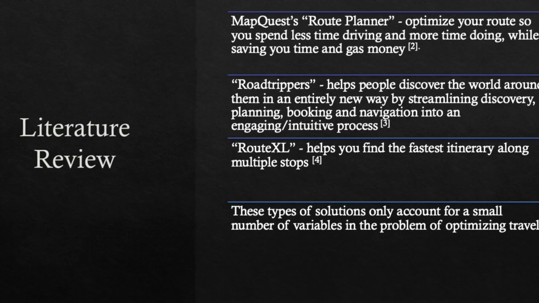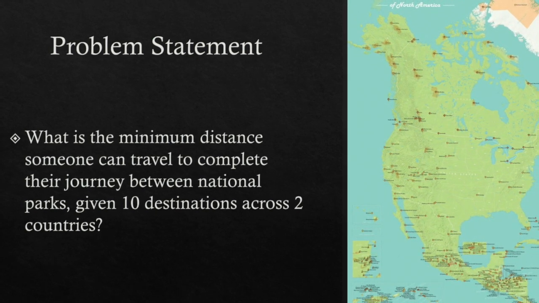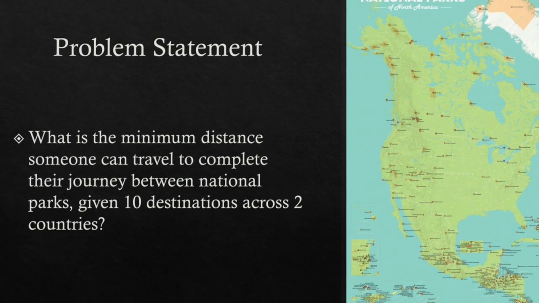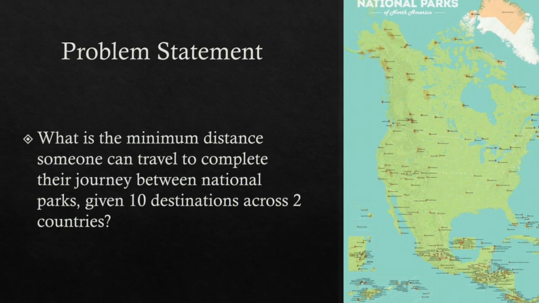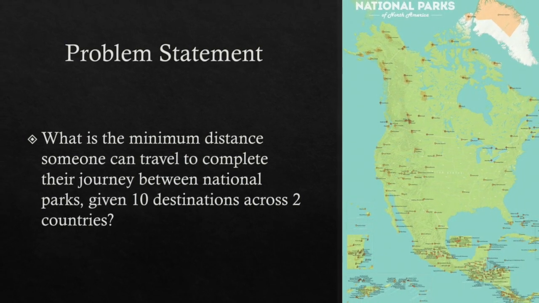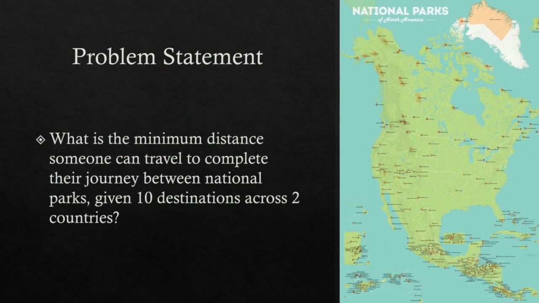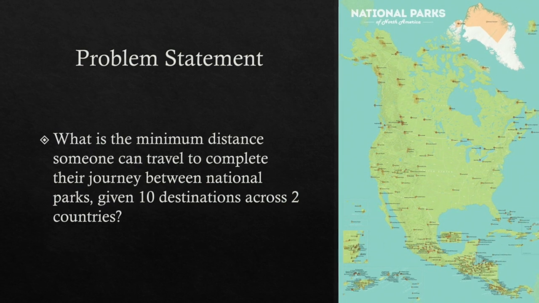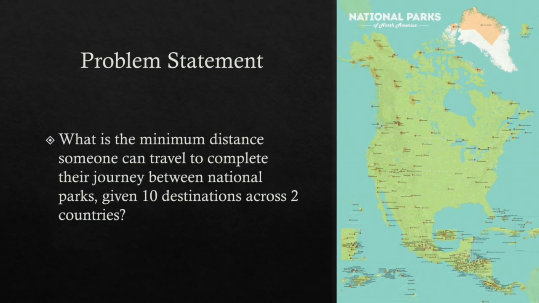So moving on to the next slide, I just want to go through our problem statement at a high level. So it's stated as follows. What is the minimum distance that someone can travel to complete their journey between national parks, given 10 destinations across 2 countries? So next I'll pass it off to John to talk about our model formulation and solution algorithm.